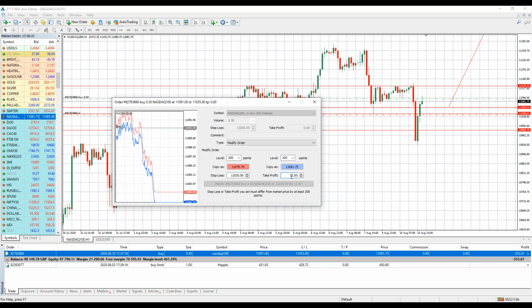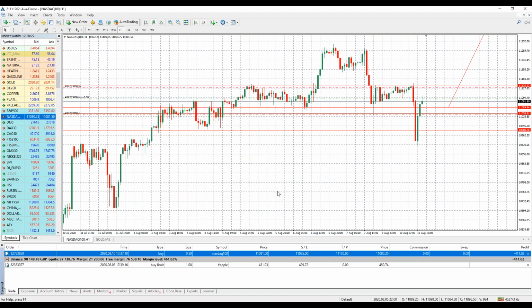So 11,130. There's my take profit. So my take profit is just before this resistance up here, and my stop loss is just below the first support level. And so I'm just going with momentum and seeing what will happen. Okay. And so not a big deal either way.